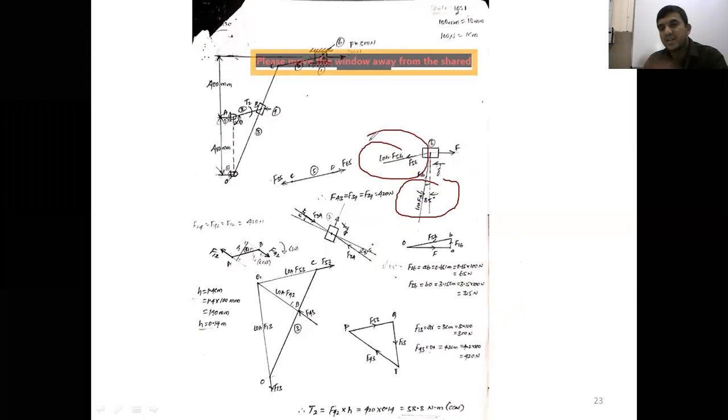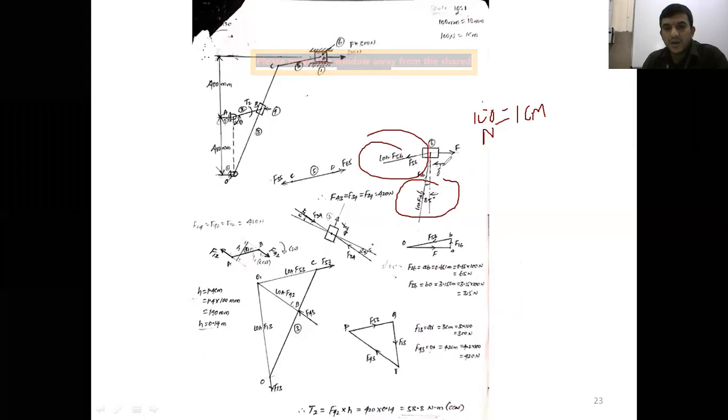How do you determine them here? That is step number 4. We draw a force polygon, right? How to draw the force polygon? Take the scale. What is the F value here? It is 300 Newton, right? Take 100 Newton equal to 1 centimeter.